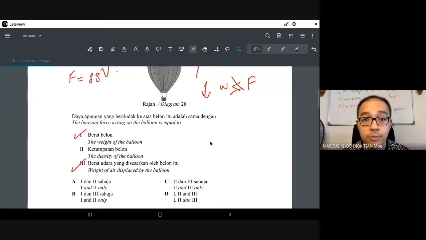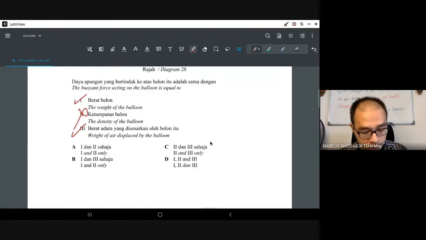That's by Archimedes' principle. Nothing to do with the density of the balloon. Really nothing to do with the density of the balloon. It is a factor that affects, but it is not equal to the density of the balloon. So the answer will be 1 and 3. This one, quite a lot of you got it correct, so that's quite good.